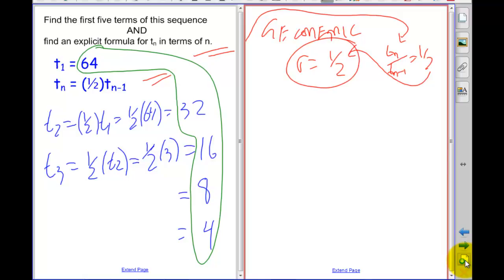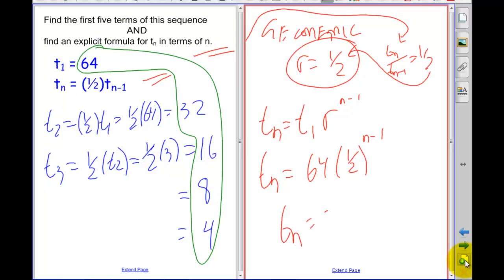So T sub n equals 64 times quantity r to the power of n minus 1. There you go. So T sub n is 64 times a half to the n minus 1, which is 128 times a half to the n.